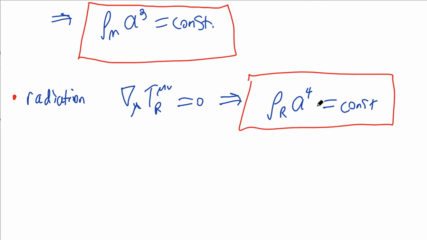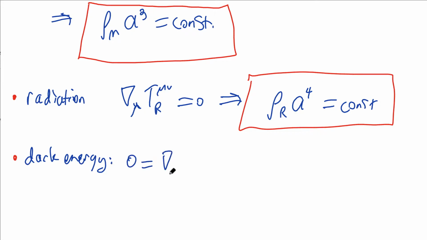That's 3 of these factors of A. But the energy also decreases because the photons are being redshifted as the universe expands. And the redshift, as I showed in the last lecture, is proportional to A to the 1st power. So altogether, that tells us that the radiation energy density scales as 1 over the 4th power of the scale factor A. And finally, we can apply local energy momentum conservation to the dark energy component.